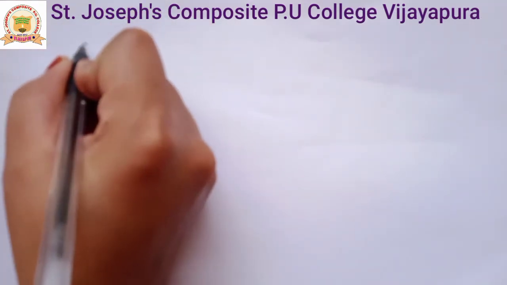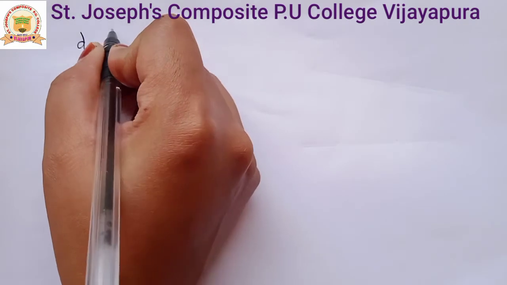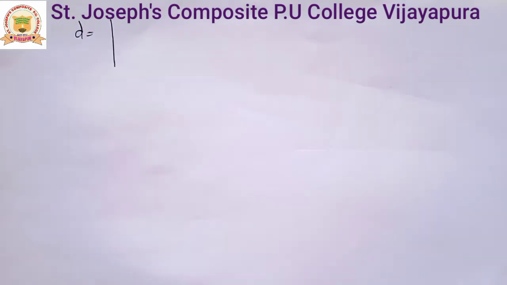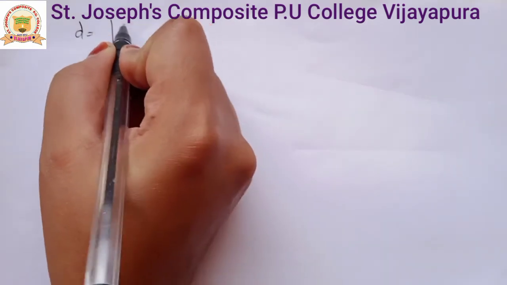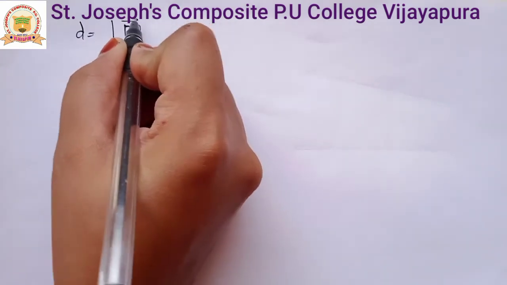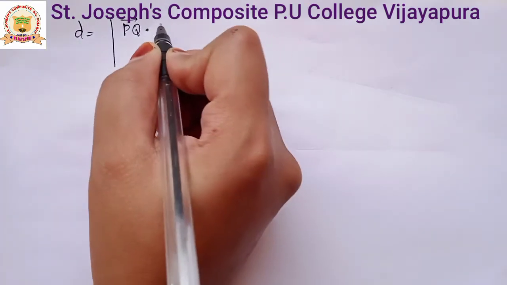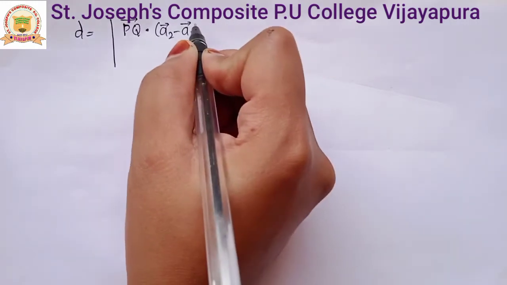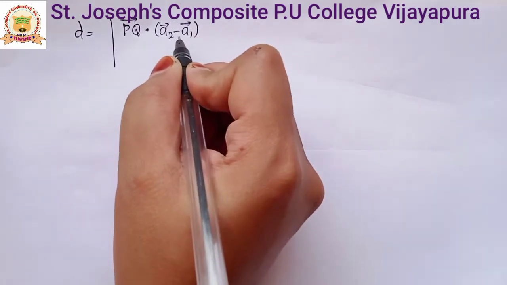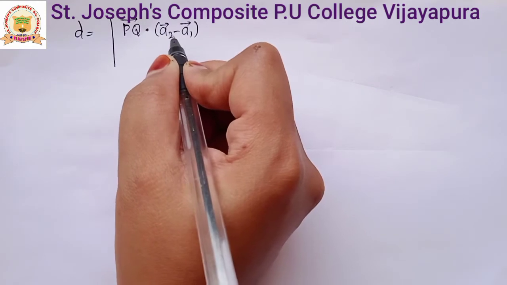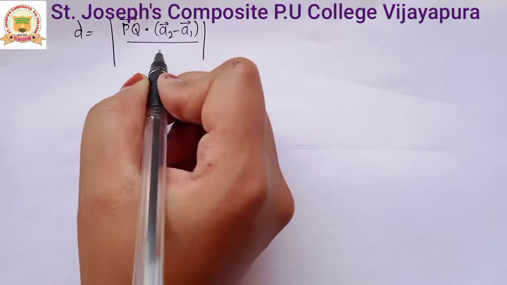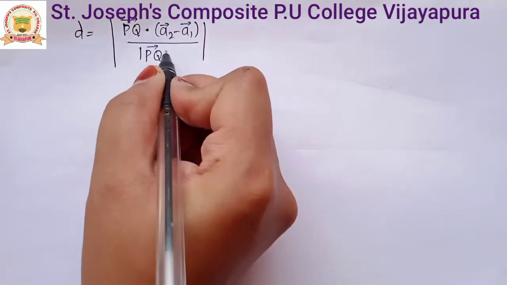We get D is equal to mod of vector PQ dot A2 minus A1, that is position vector of S and position vector of T respectively written here. That is, vector ST is equal to A2 minus A1, divided by the magnitude of vector PQ.